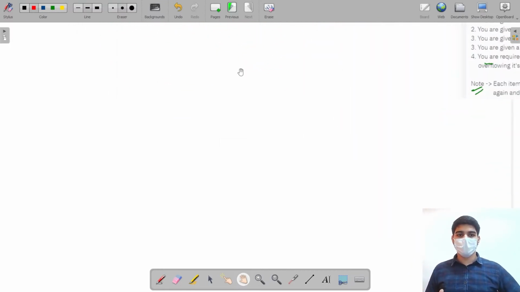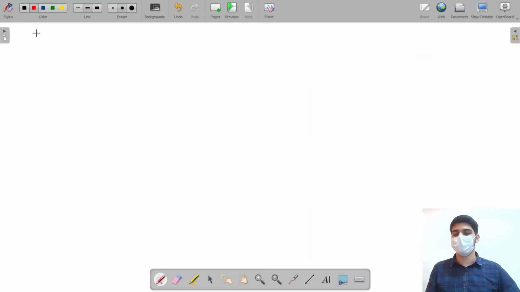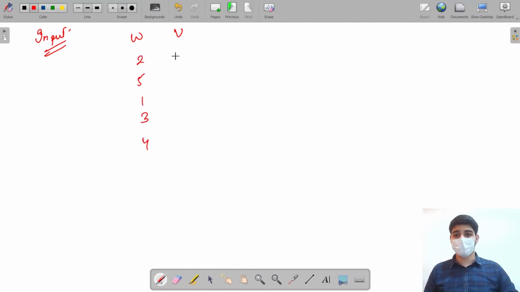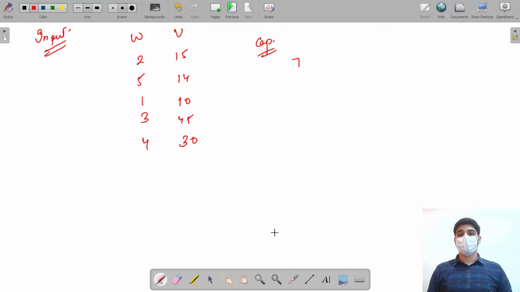Now, what we can do is take a sample input to discuss it a bit better. Let's suppose for input, I have 5 items, right? And those 5 items have weights and values. Let's suppose weights are 2, 5, 1, and the values are 15, 14, 10, 45, 50, right? And let's suppose the capacity that has been provided is 7, right? So my bag can hold a maximum weight of 7. Now, to answer this, if I write the output for this question, the output would be 75, right? The output to this question is 75.